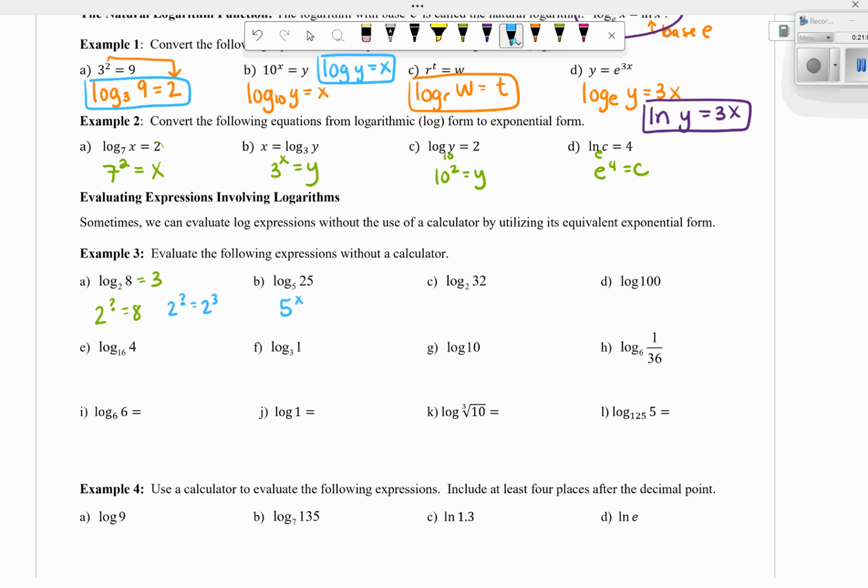So then, of course, question mark has to equal 3. So 5 to what power, I'm just going to use x in this case, equals 25. Well, we know 25 is the same thing as 5 squared. So 5 to what power equals 5 squared. So then, of course, if you have the same base, the exponents have to be equal. So that means this is 2. 2 to what power is 32? 5. Again, this is the base 10 if it's not written. So 10 to what power equals 100? 2.